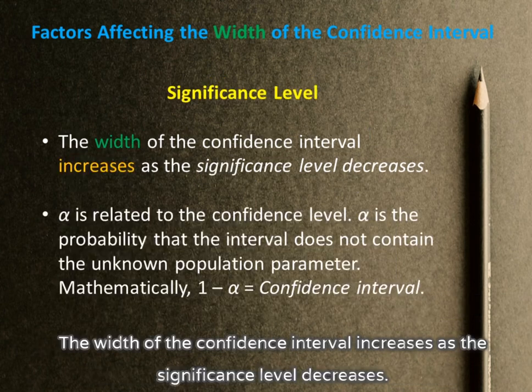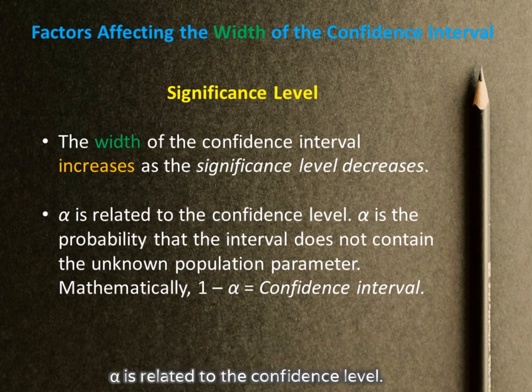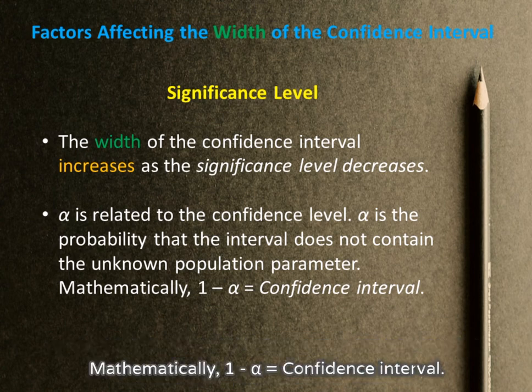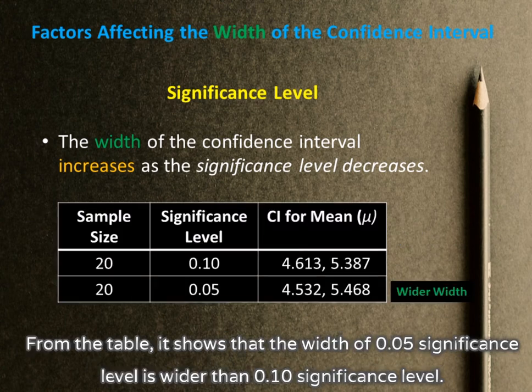The width of the confidence interval increases as the significance level decreases. Alpha is related to the confidence level. Alpha is the probability that the interval does not contain the unknown population parameter. Mathematically, 1 minus alpha equals the confidence level. From the table, it shows that the width at the 0.05 significance level is wider than at the 0.10 significance level.